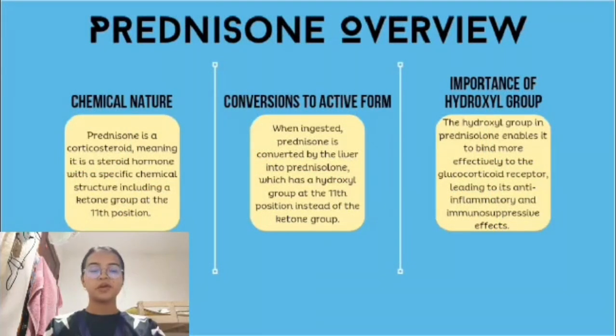Prednisone overview. Its chemical nature: prednisone is a corticosteroid, meaning it is a steroid hormone with a specific chemical structure, including a ketone group at the 11 position. For the conversion to active form: when ingested, prednisone is converted by the liver into prednisolone, which has a hydroxyl group at the 11th position instead of the ketone group. Now, for the importance of the hydroxyl group: the hydroxyl group in prednisolone enables it to bind more effectively to the glucocorticoid receptor, leading to its anti-inflammatory and immunosuppressive effect.